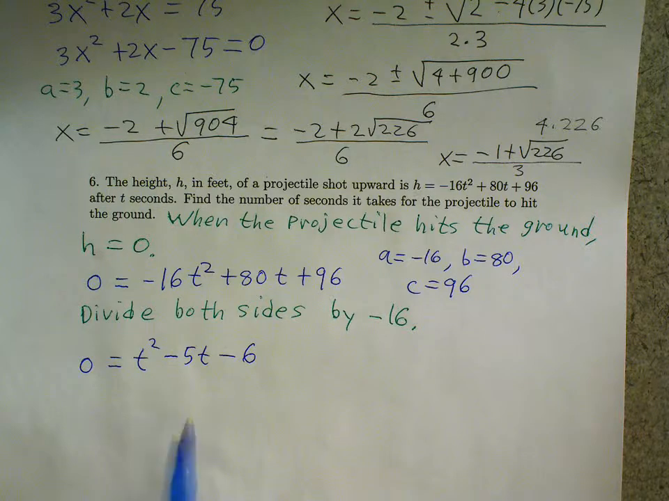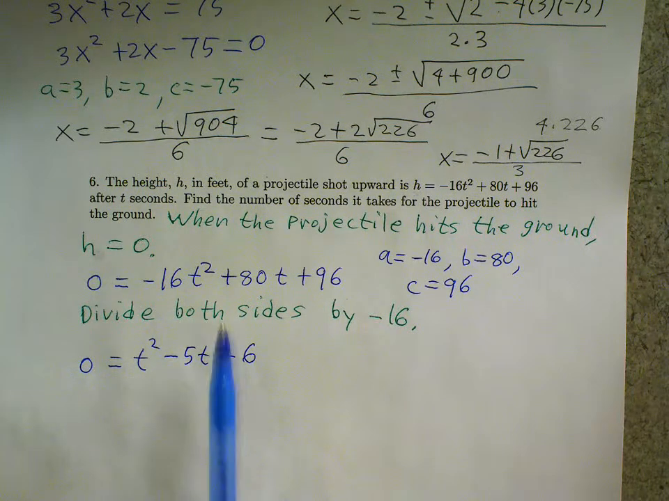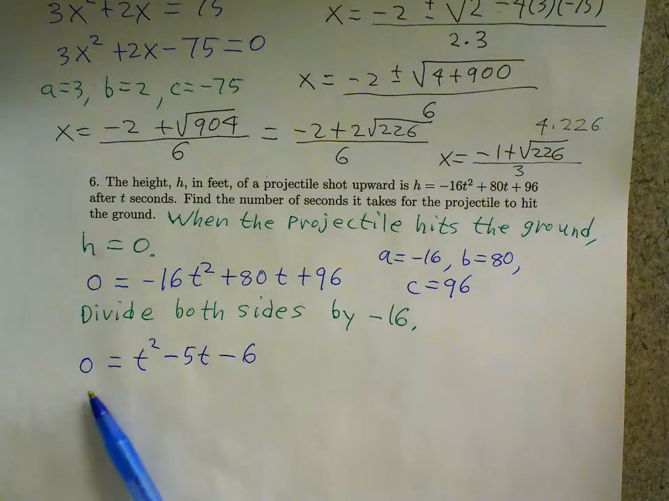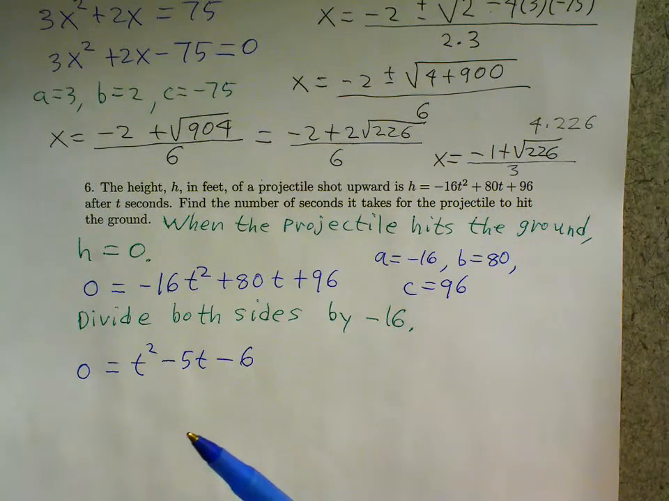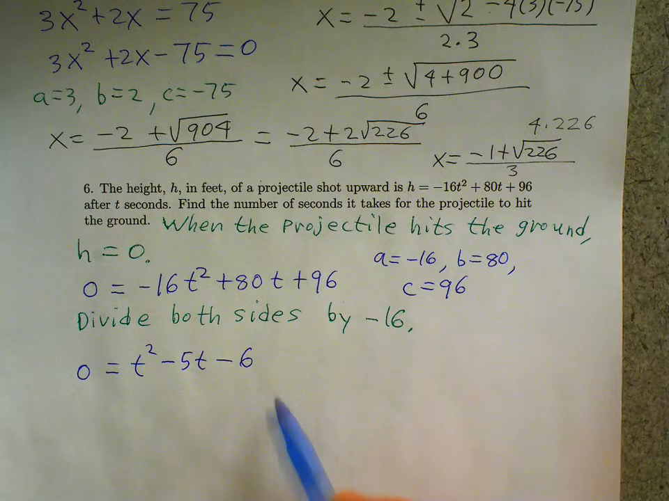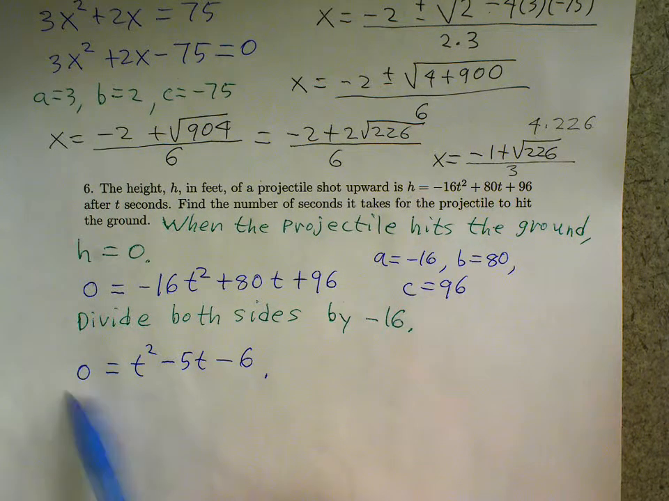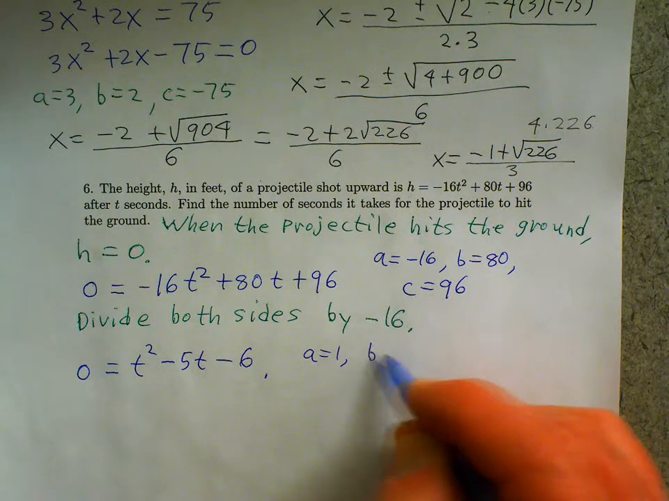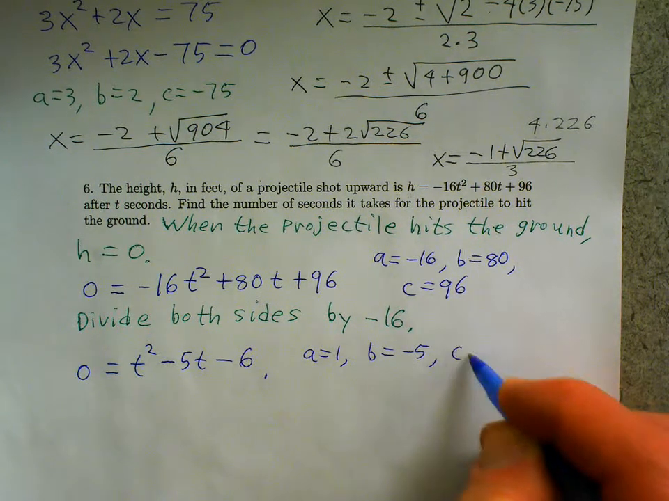I don't know about you, but solving this equation looks like it's going to be simpler than the one it came from. The solutions to the two equations are exactly the same, but without the bigger numbers, the arithmetic will be simpler. Okay, so if we use the quadratic formula on this one, a is 1, b is negative 5, and c is negative 6.